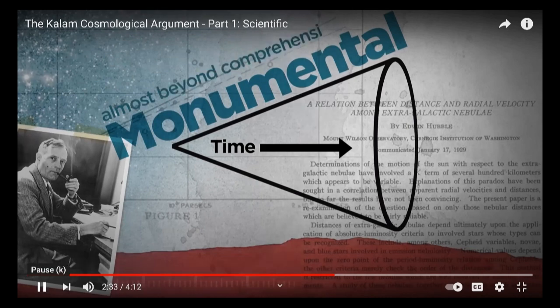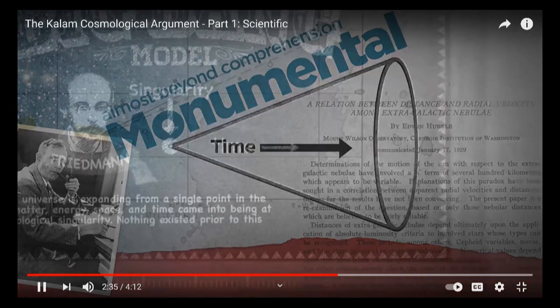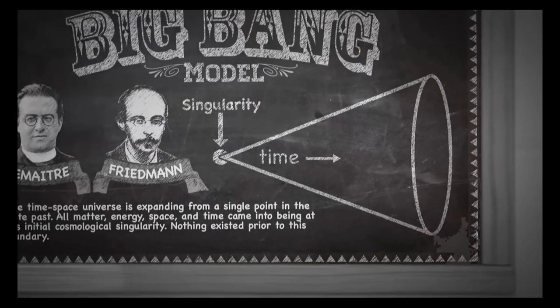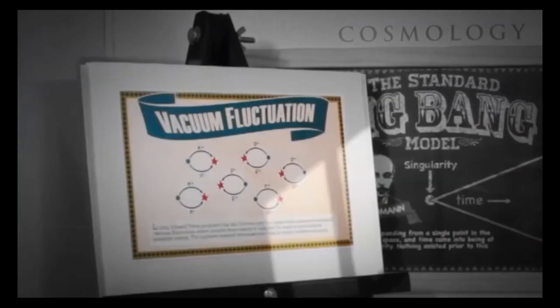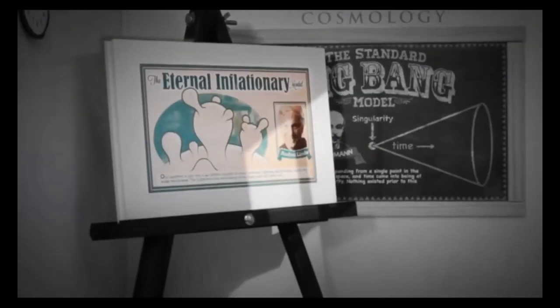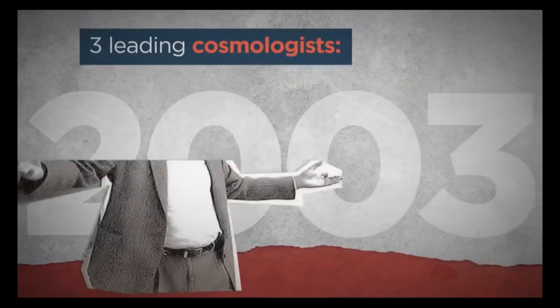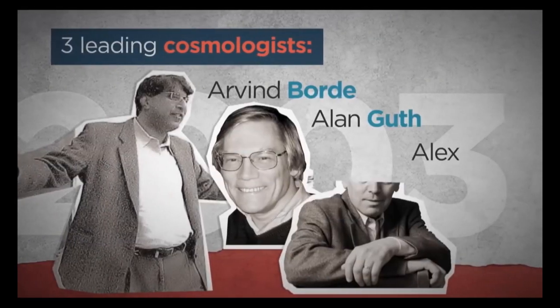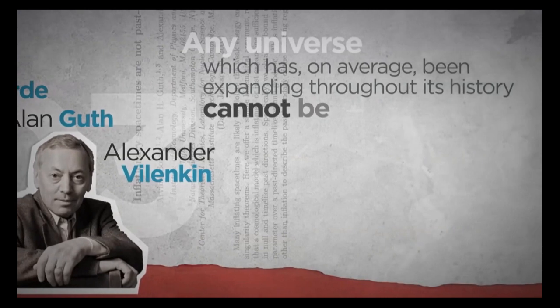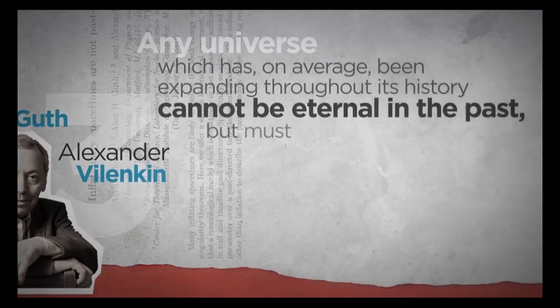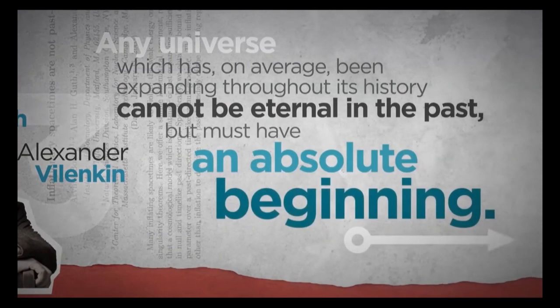almost beyond comprehension. However, not everyone is fond of a finite universe, so it wasn't long before alternative models popped into See, existence. because they didn't but one like by one, the these kind of models conclusion failed that you to have to stand come the to, test that of there was a time. beginning. More recently, 3 leading cosmologists, Arvin Bord, Alan Guth, and Alexander Vilenkin, proved that any universe which has on average been expanding throughout its history cannot be eternal in the past, but must have an absolute beginning.